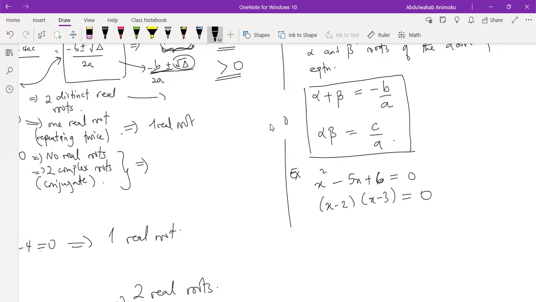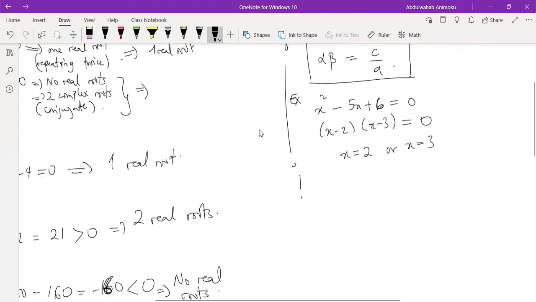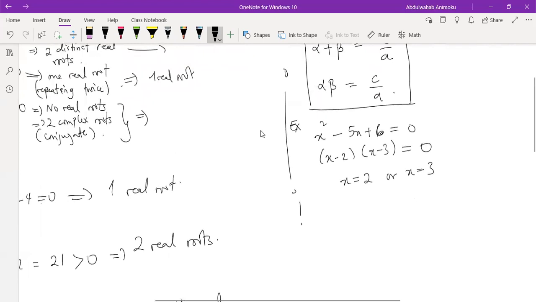We can factorize this way, okay? Now, what happens next? This would be x equal to 2 or x equal to 3. If you don't know how to solve this using factorization, make sure you check my previous video on quadratic equations, on 3 different methods of solving quadratic equations, to get acquainted with how to solve such equations.